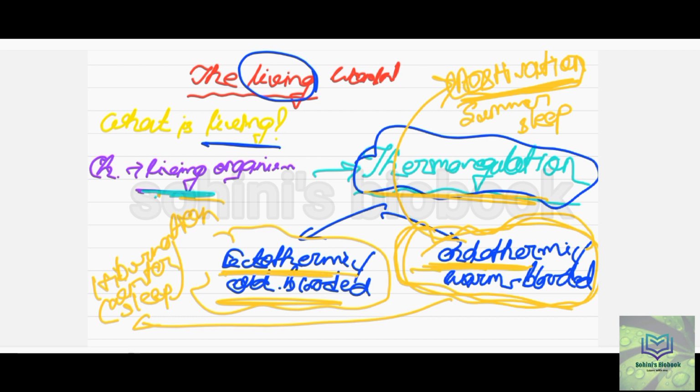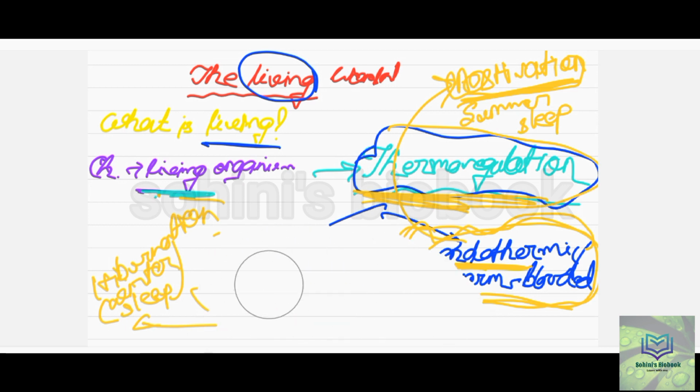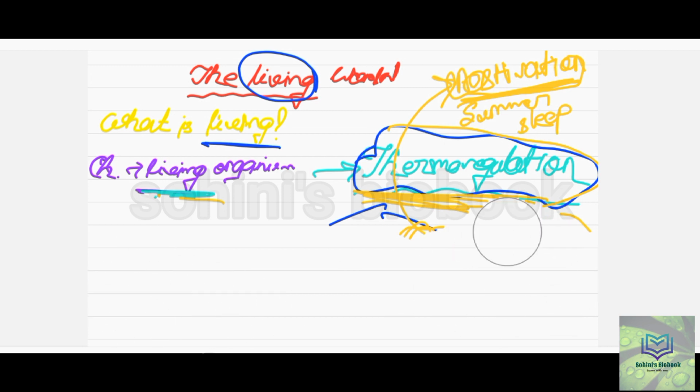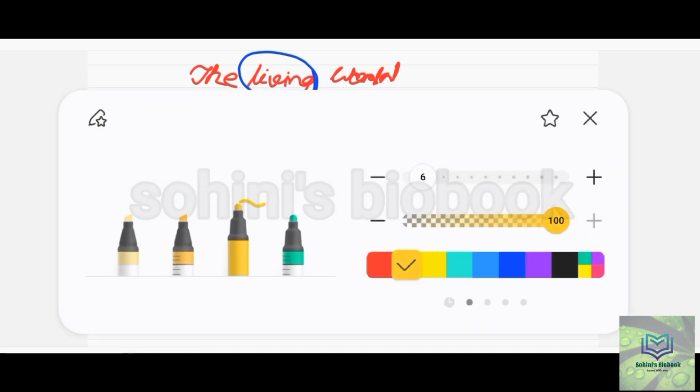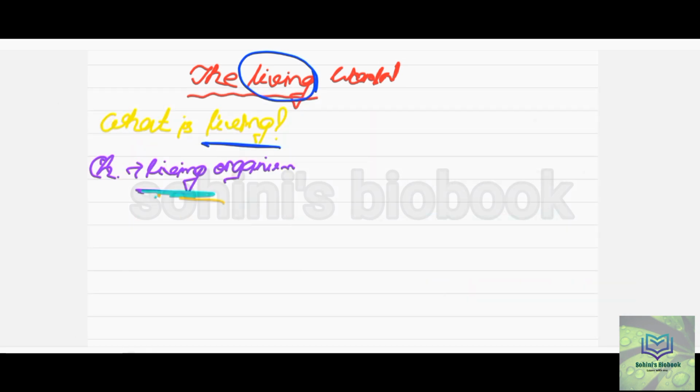So there are different ways to regulate the temperature of the body, or to protect themselves according to the changing temperature of the surroundings. So this is known as thermoregulation. That is a very important character for living organisms. So these were some important characters of living organisms. I hope you have understood the characteristics of living organisms.